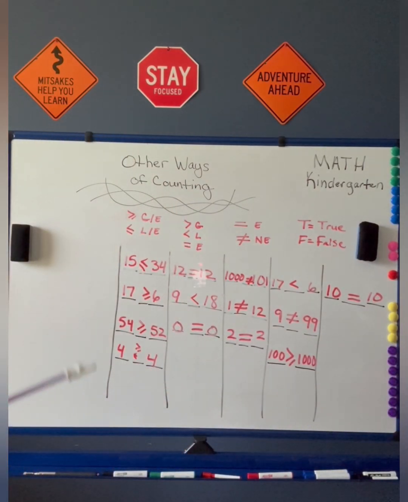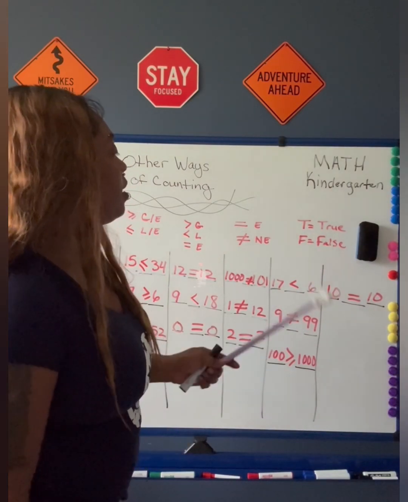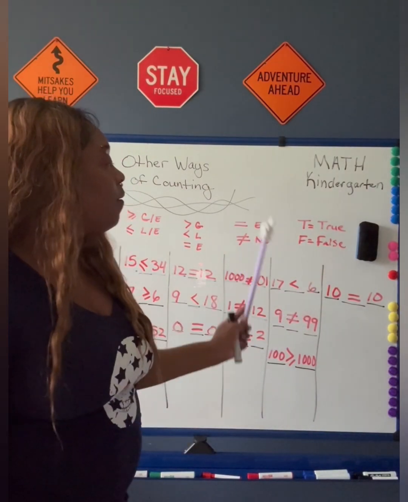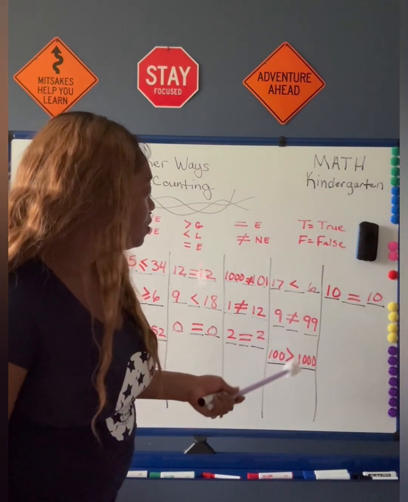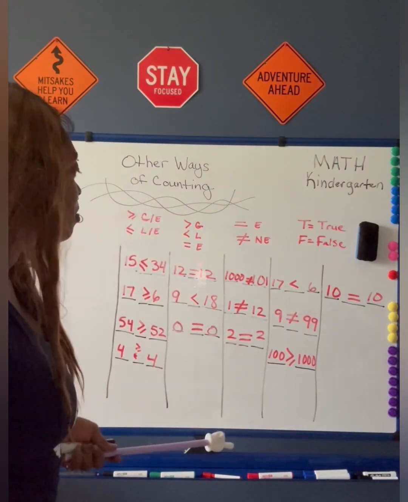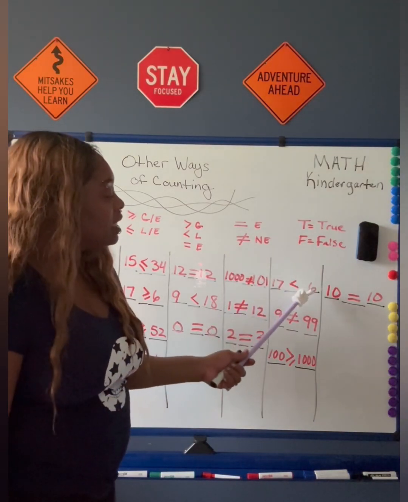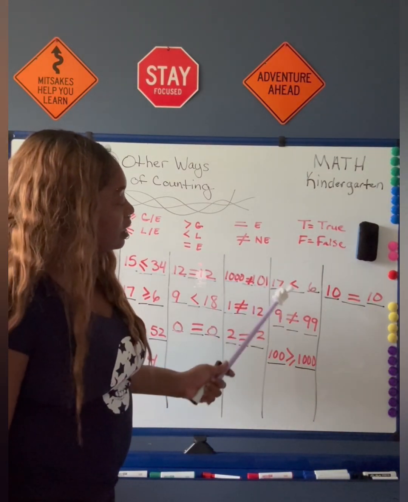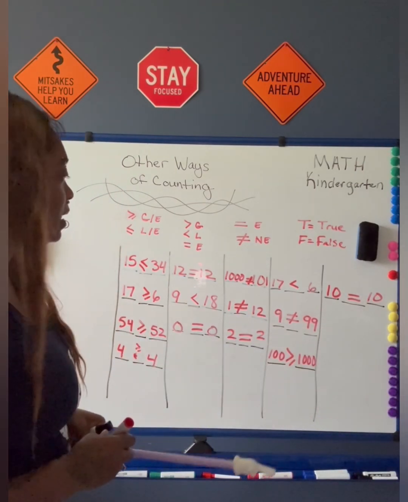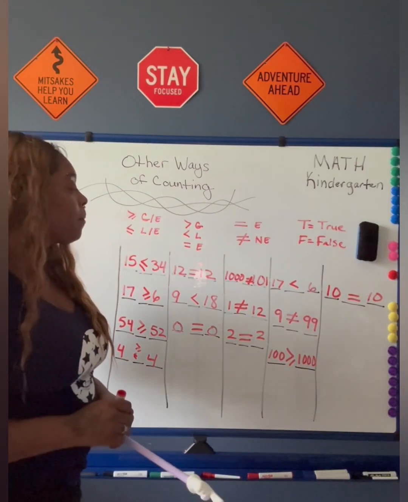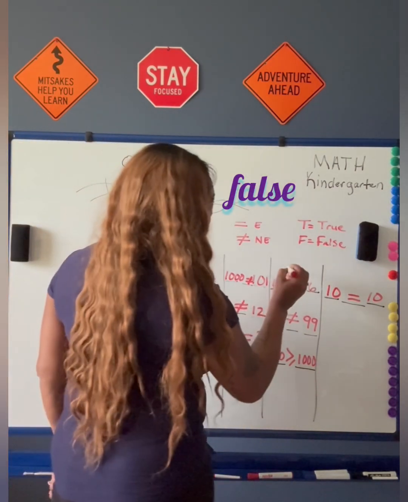Okay, and over here, this row and this one, we are going to either write T for true or F for false, indicating if these symbols are accurate with those given numbers, okay? The first one we have here is 17 and 6. This states 17 is less than 6. Is 17 less than 6? True or false? False. 17 is greater than 6.